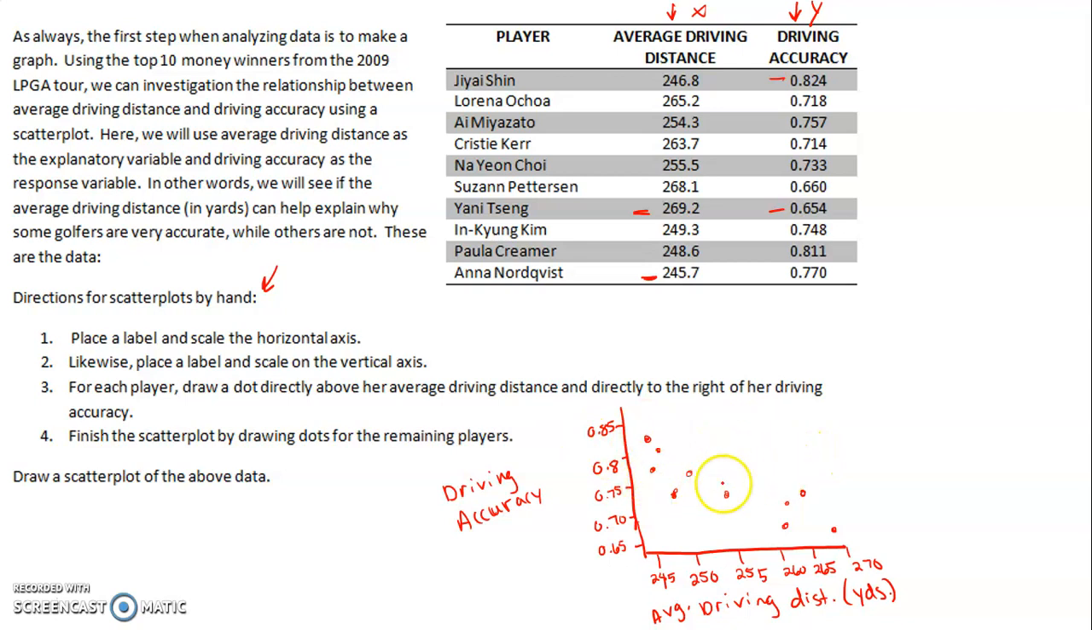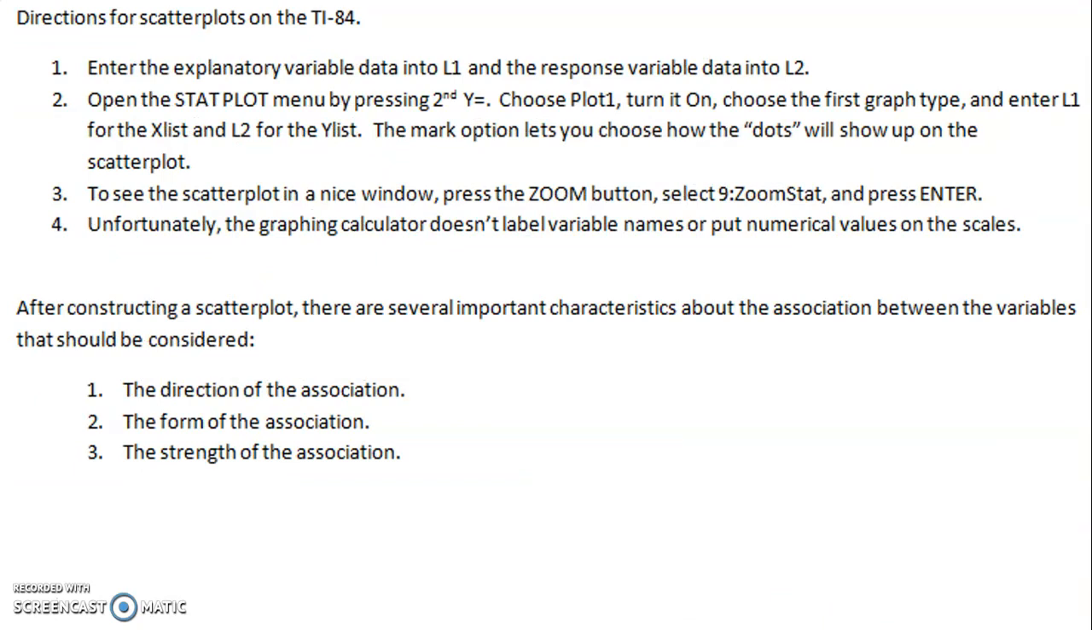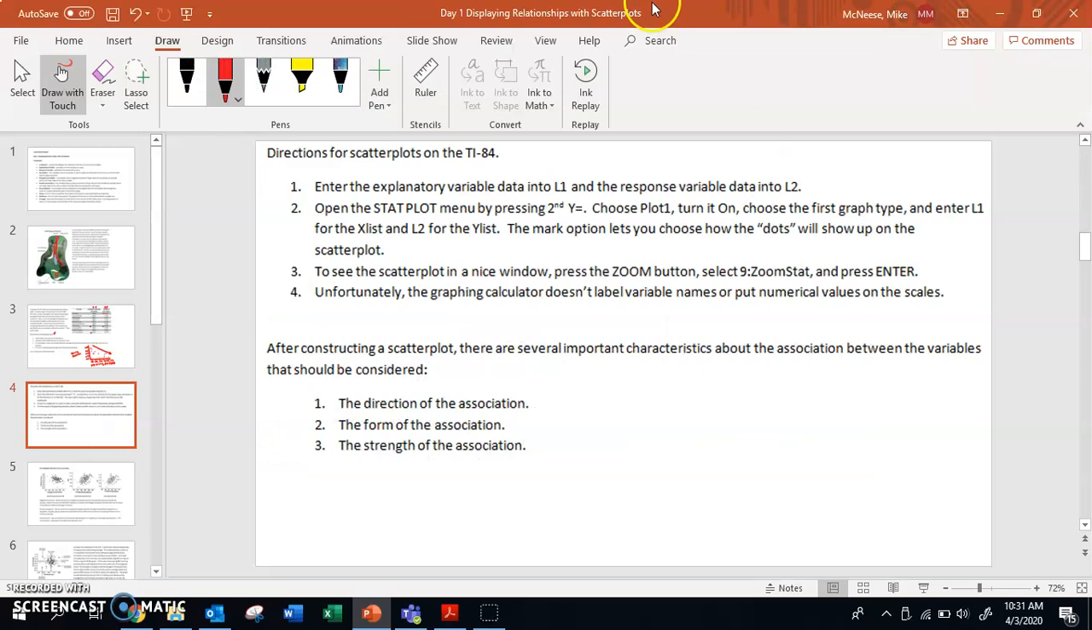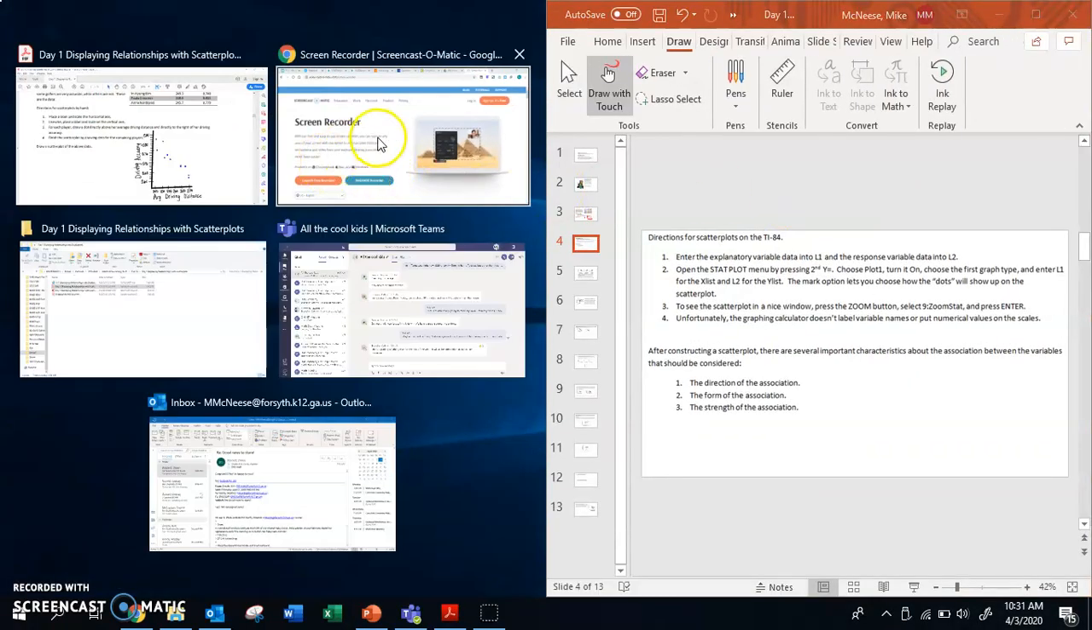So I've got a dot representing each player, and you can see it's kind of going downwards, right? Kind of going down like this. We're going to talk about that here in a second, but I just wanted you to notice as we go along our graph, it starts to go downward. And so this right here is directions on how to do it as a scatter plot on your calculator. And so what I've got is my calculator pulled up here.